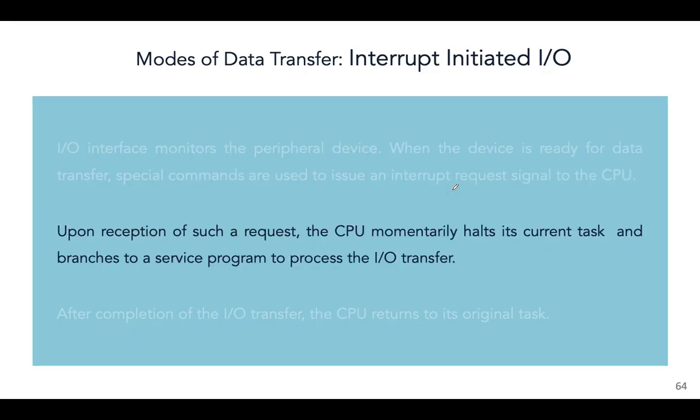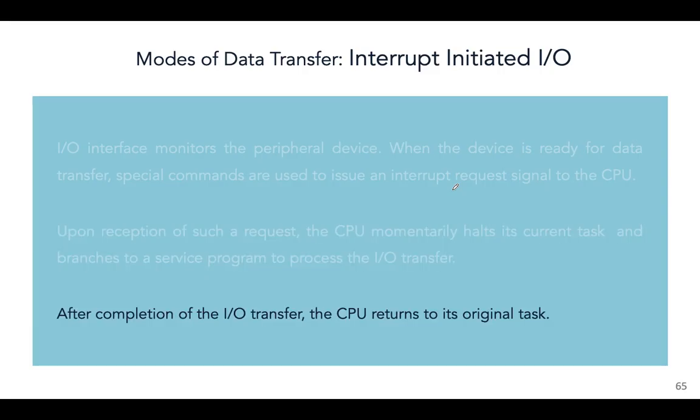Upon reception of such a request, upon the reception of an interrupt, the CPU momentarily halts its current task and it will branch to a service program that is designed to process the IO transfer. So simply stated, the CPU will pause whatever it is doing, it will go handle the interrupt, and then after the completion of the IO transfer, after completion of whatever data transfer that specific device needed to do, the CPU will then return to its original task.